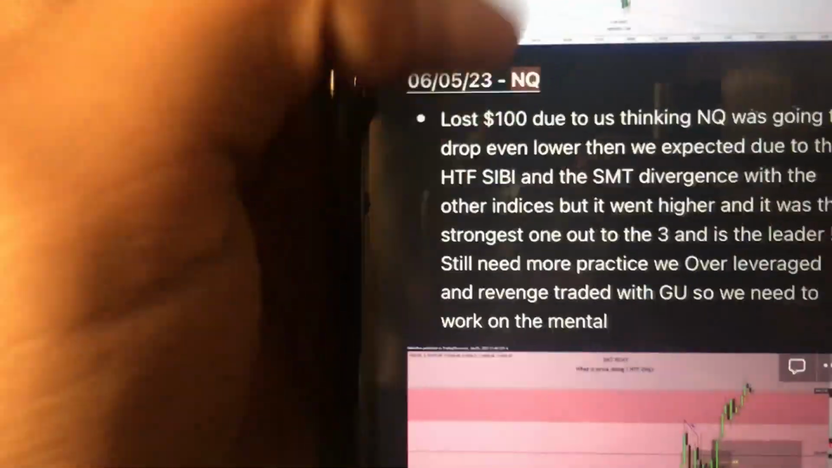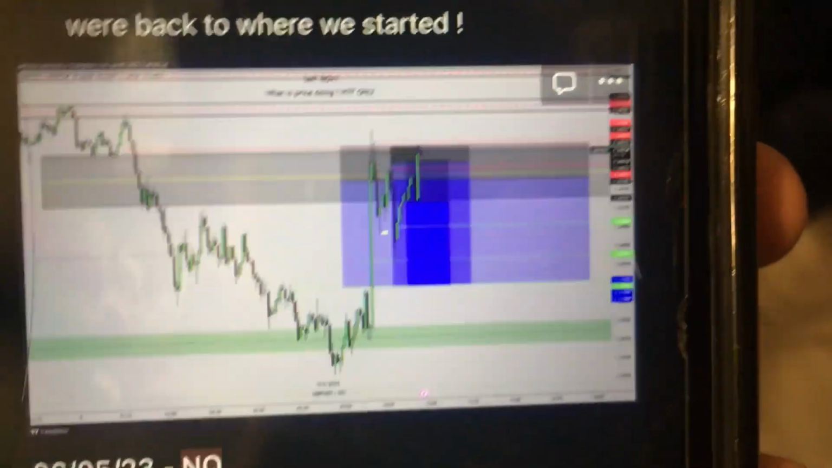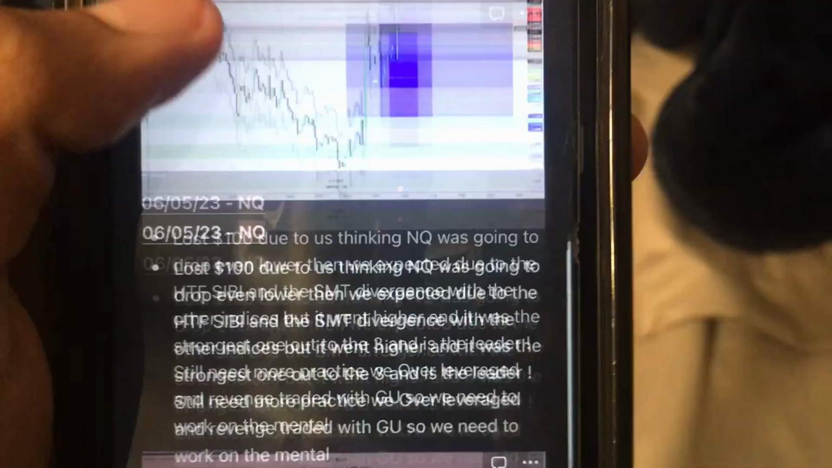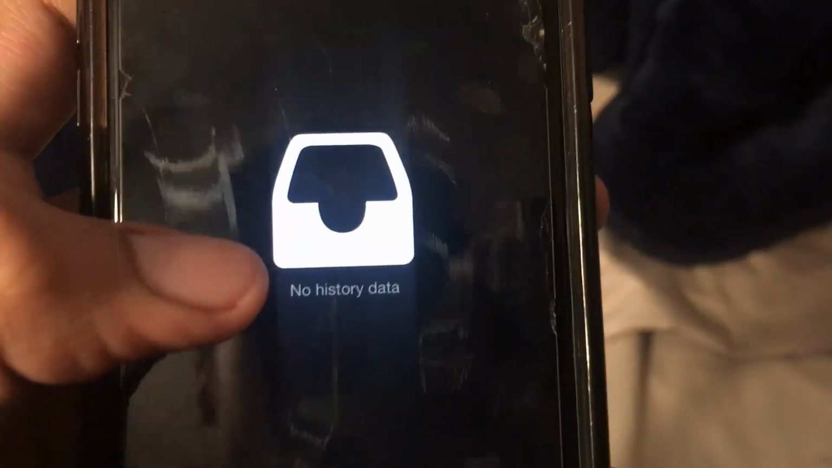Alright guys, let me show you the trade we took today. We took a loss today on GU, $100, and we pyramided so much and we lost today. But we did win a little bit, made it back from what we lost, and then we lost more. So should have just took my W, and then we lost on NQ. Trade was just ultimately in our disadvantage. And I did pyramid a lot.